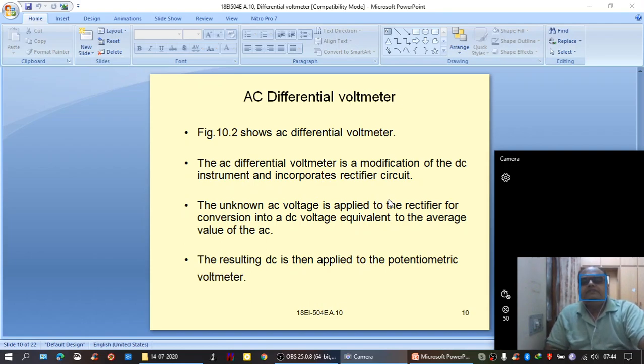Figure 10.2 shows the AC differential voltmeter, that is this one. The AC differential voltmeter is a modification of the DC instrument and incorporates a rectifier circuit. The unknown AC voltage is applied to the rectifier for conversion into a DC equivalent to the average value of AC. The resulting DC is then applied to the potentiometric voltmeter. That is, the differential voltmeter is also known as a potentiometric voltmeter.